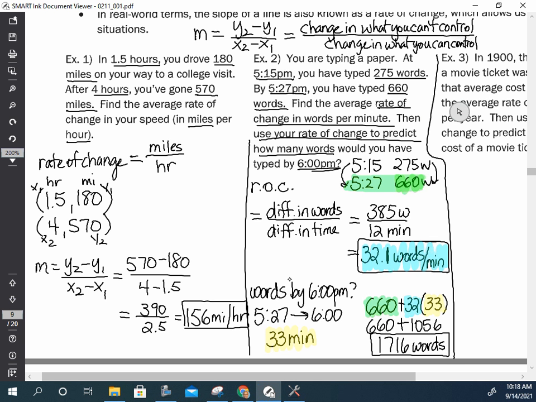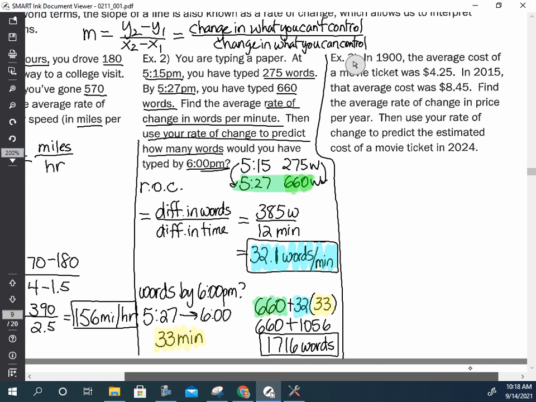So this is a multi-step reading comprehension combined with math type problem. Yes, you're going to have problems that are like that. It is what it is. So let's do one more example together before we close up shop on this lesson.